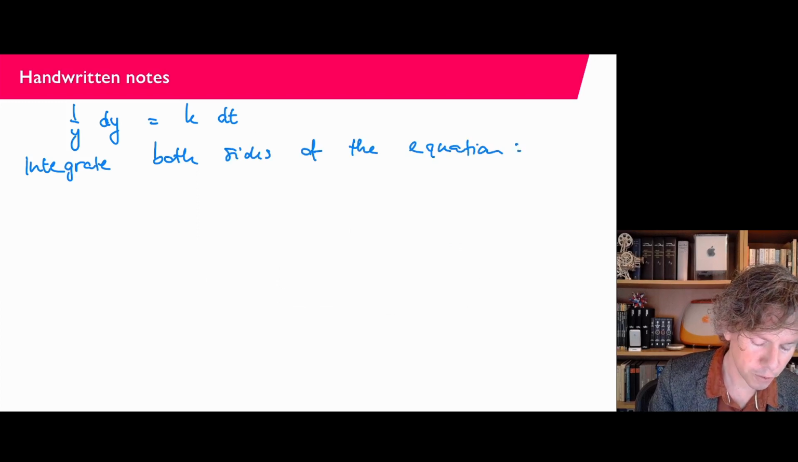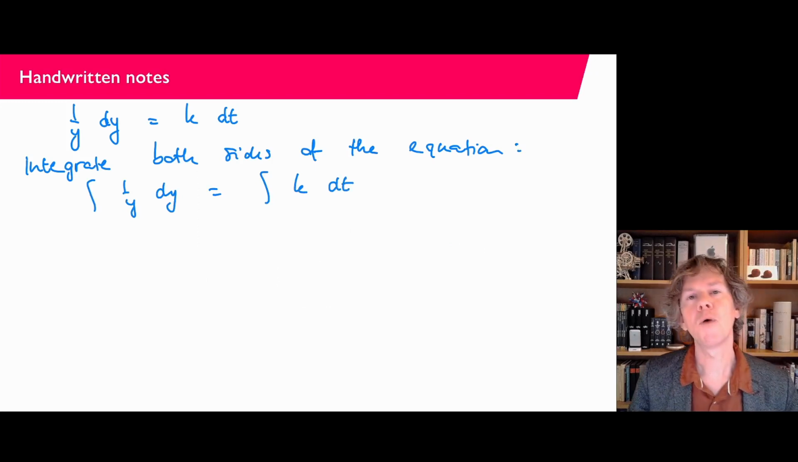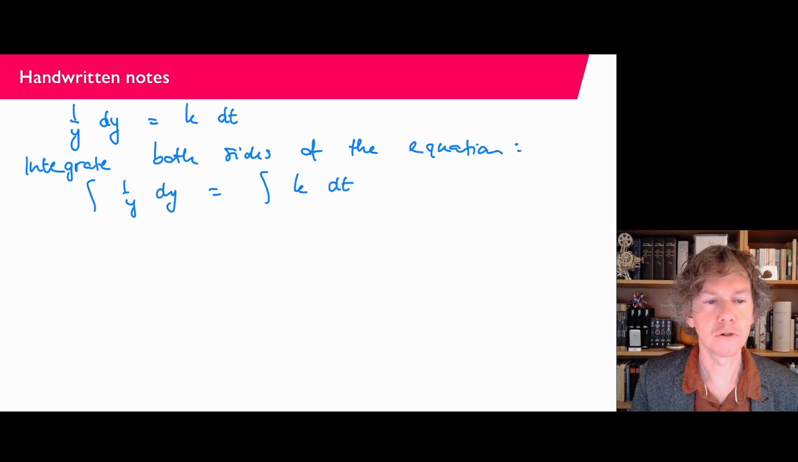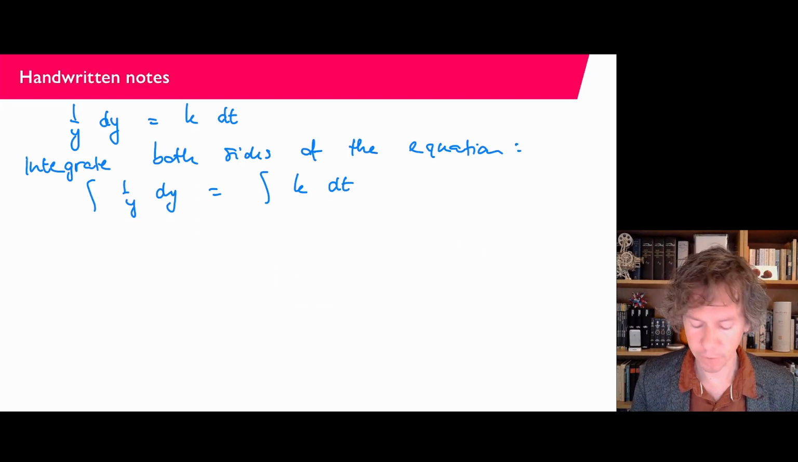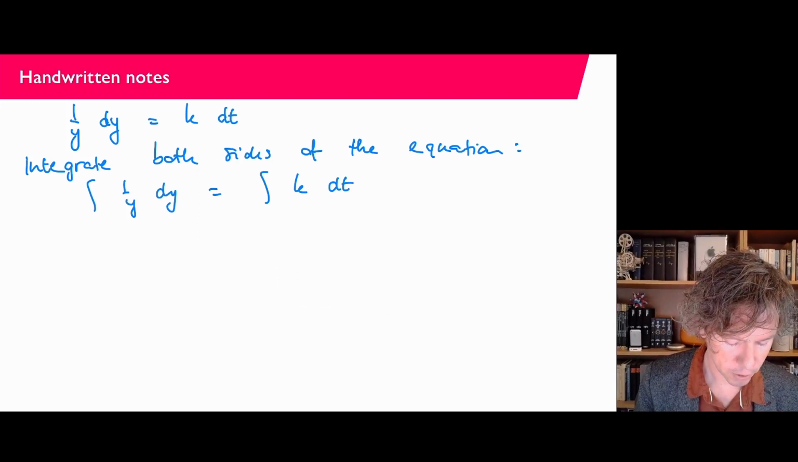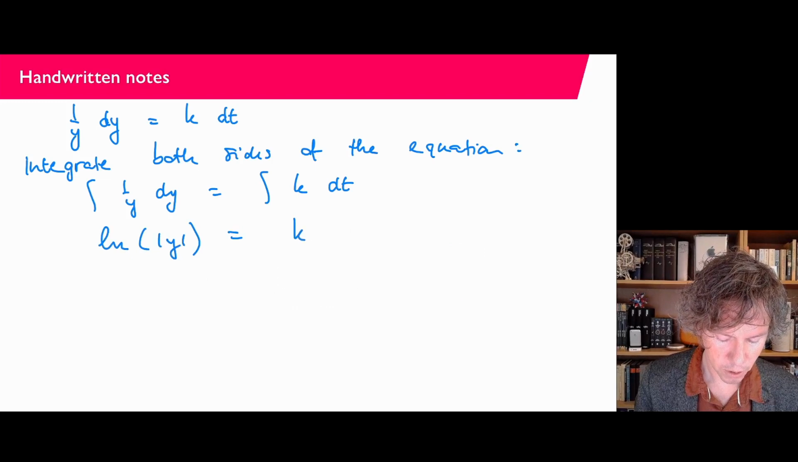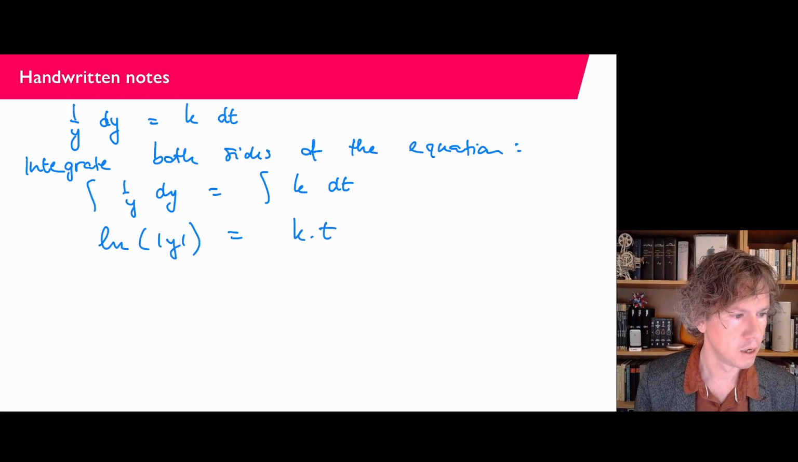So I just put an integration sign there. The integral of 1 over y dy is the integral of k dt. And now we're back into the previous topic about integration, and these are not very difficult, right? Because the integral on the left, well, 1 over y, I know an antiderivative there. That's the ln of the absolute value of y equals k times t.